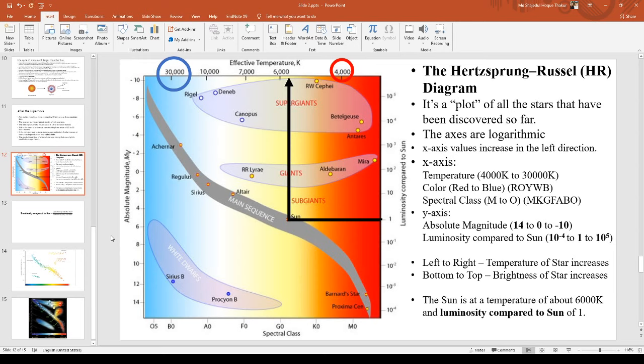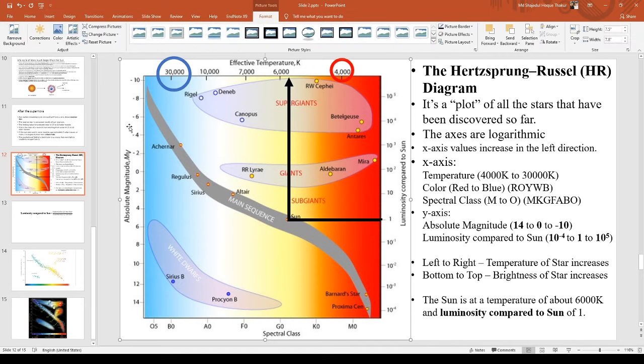So far, with the Hertzsprung-Russell diagram, we have discussed the axes only. We haven't gotten into the diagram itself. So we have discussed the two axes, the x-axis and the y-axis. On the y-axis, there can be either absolute magnitude or luminosity compared to sun. Luminosity compared to sun, 1 means it's the luminosity of the sun. Greater than 1 means brighter than the sun. Less than 1 means less bright than the sun.